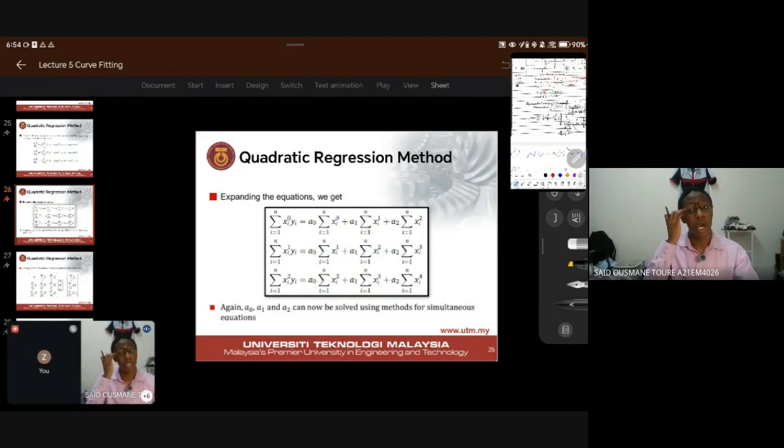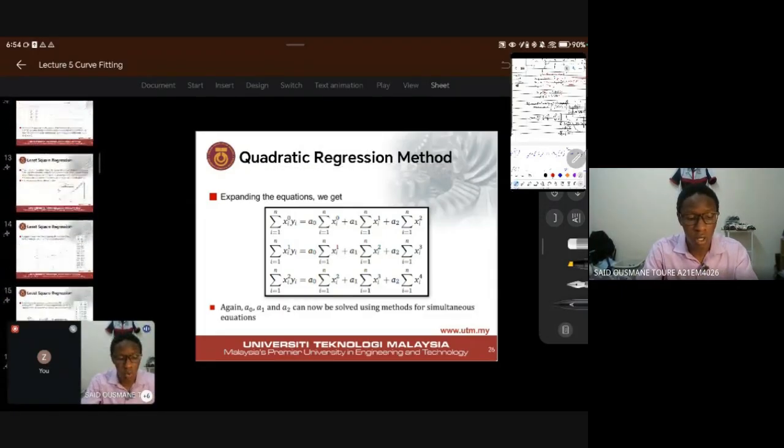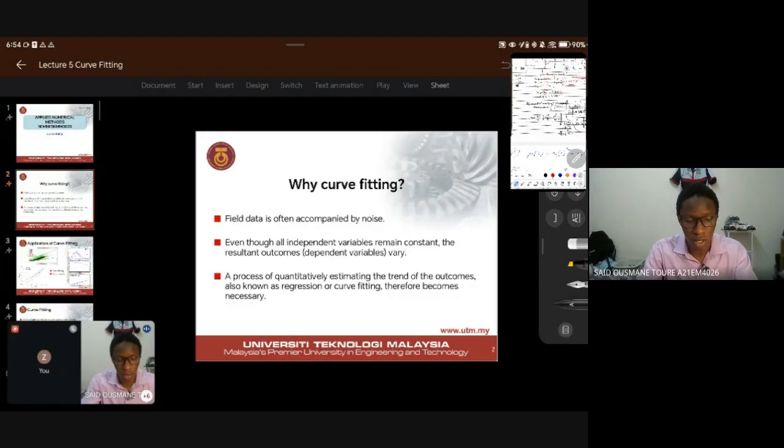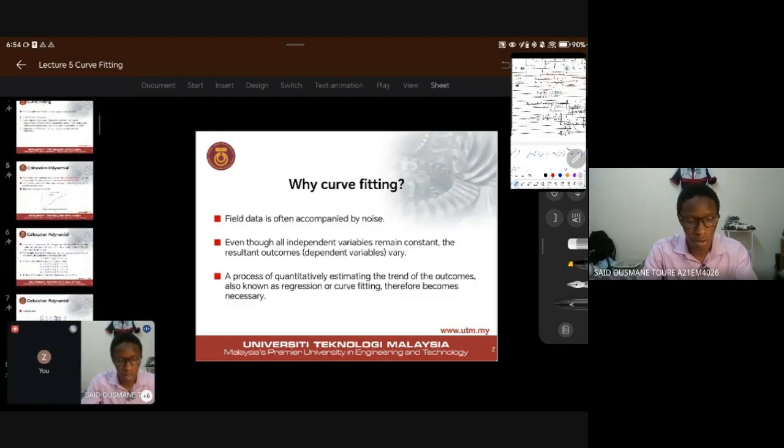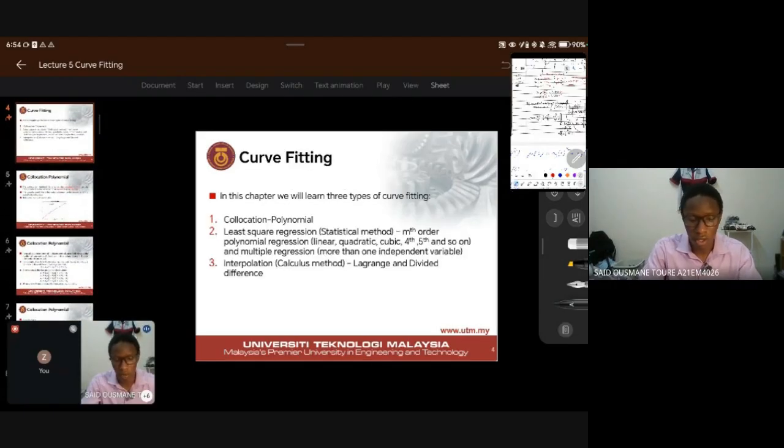Is not there. However, it's more direct. So they might ask theoretical questions only on regression. They might ask, for example, what is a more accurate method to use, you need to know about quadratic regression method. Okay, so this is in terms of theory. They will ask what are the different methods to determine a curve. So you have collocation polynomial, you have regression method, you have interpolation.